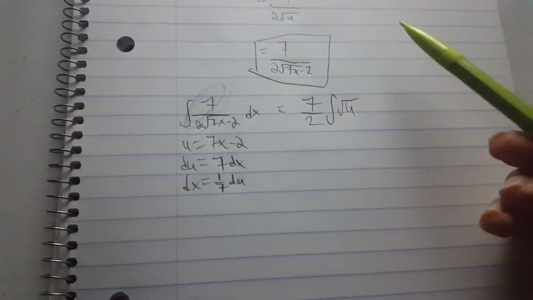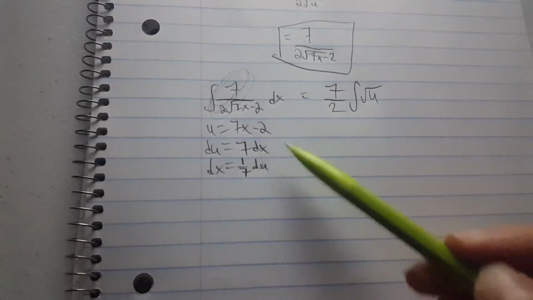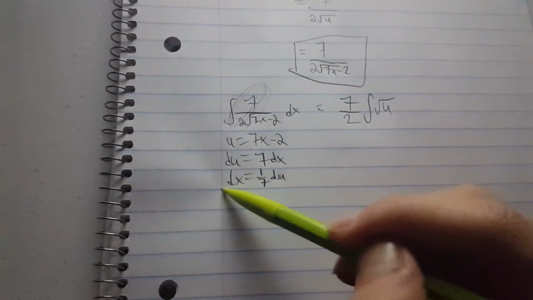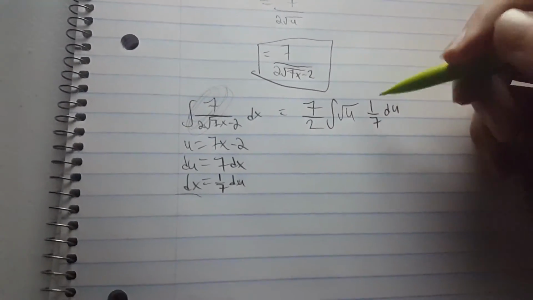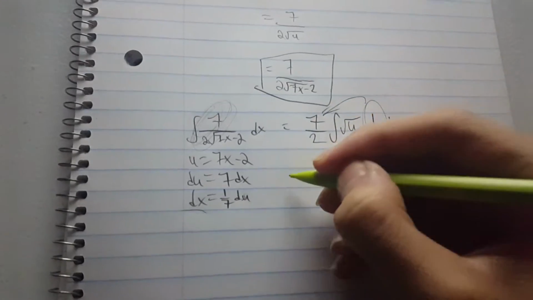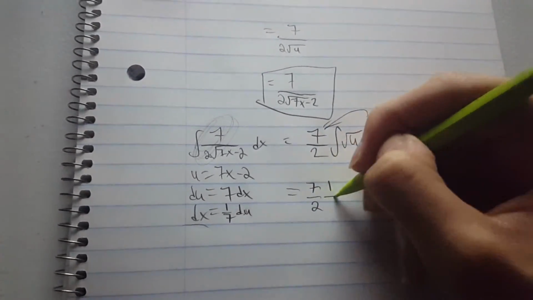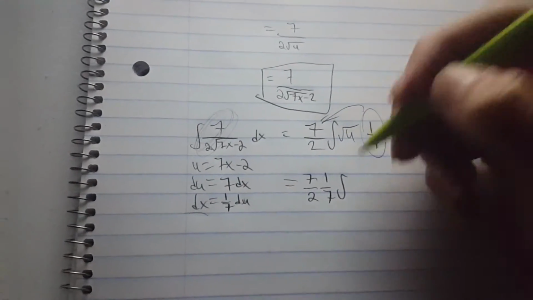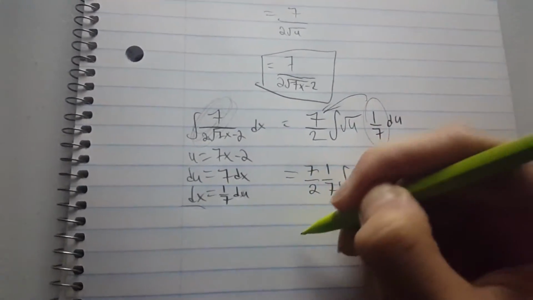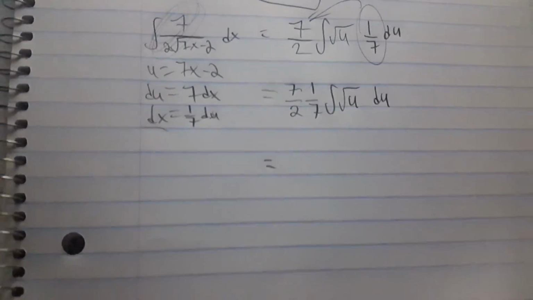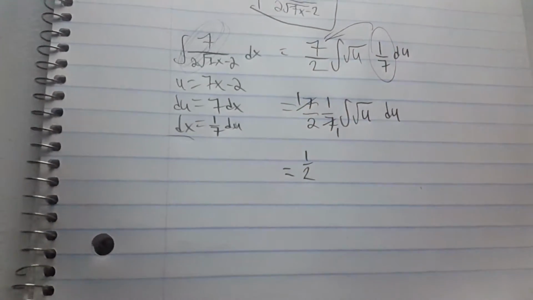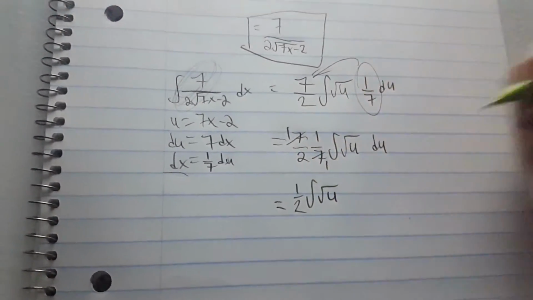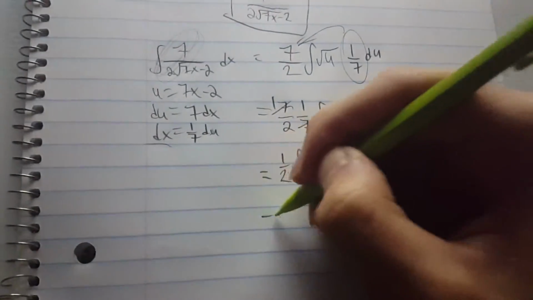And now here's where it's different. You see this 1 over 7 du? That's what you're going to substitute for dx right here. So now you put 1 over 7 du, and you're also going to bring this out. So this becomes 7 over 2, 1 over 7, integral sign, square root of u, du. There's one thing you could do here, which I'm going to do right now instead of later, is cross cancel right here. So this becomes 1, this becomes 1, half times 1 is half, so this gets rewritten as half integral radical u du.